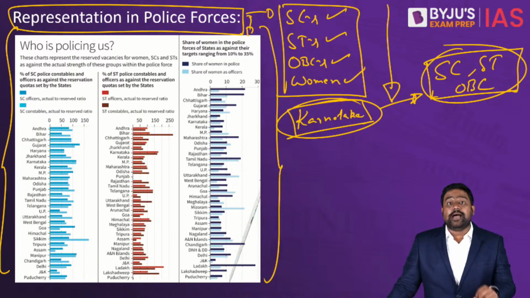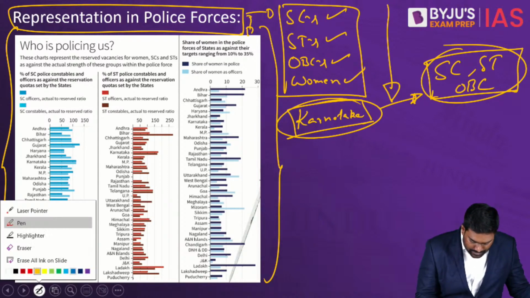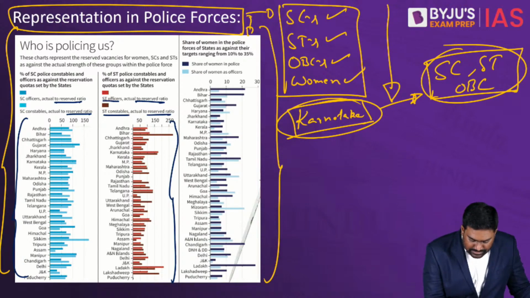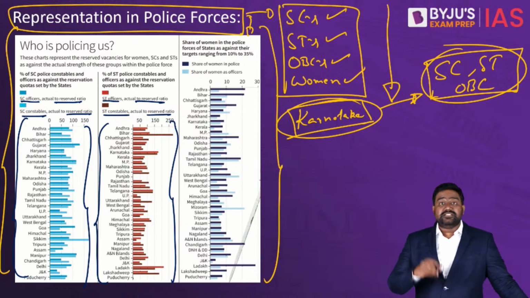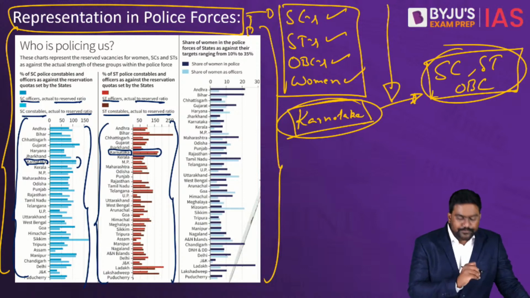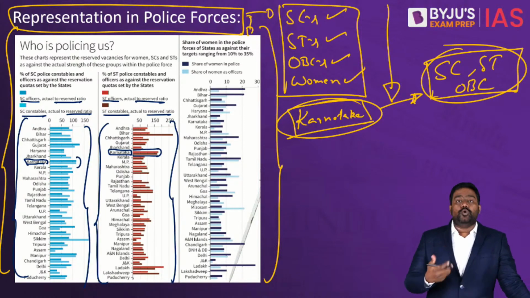There is a huge gap. You can see the graph here. You can just take a look at the graph. You will see the gap between the reserved strength for these categories and the actual strength that they have managed to fill. There is a huge gap. Except for Karnataka here, no other state has managed to match the reserved seats, the reserved vacancies with the actual strength. The same goes for OBCs.